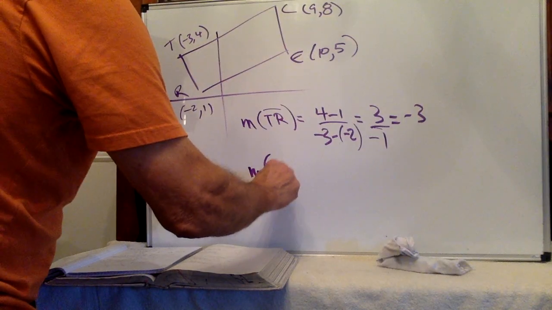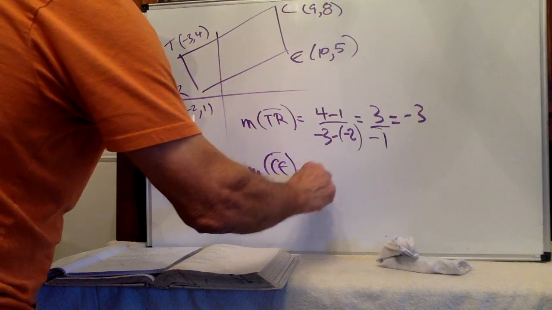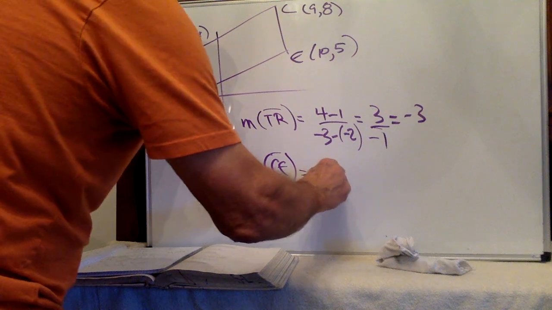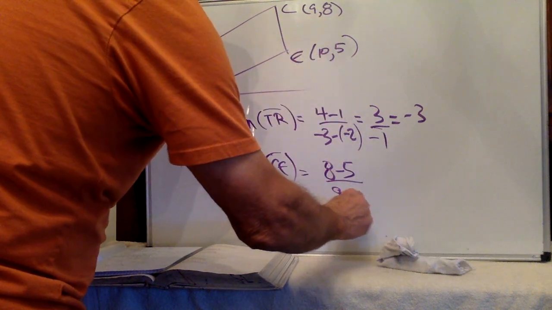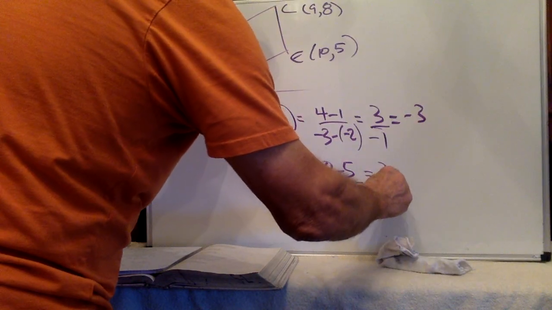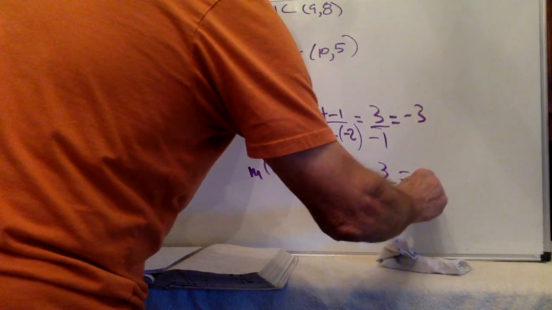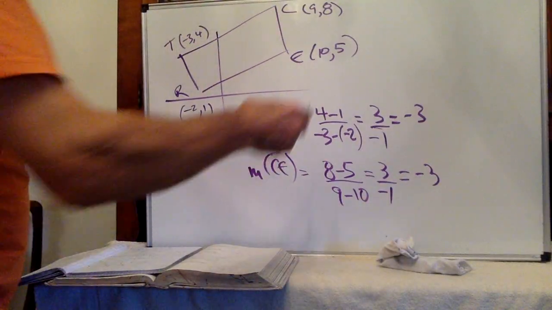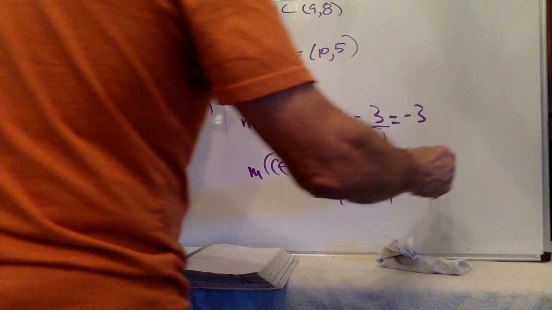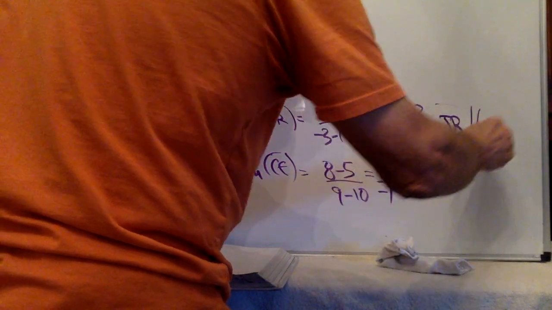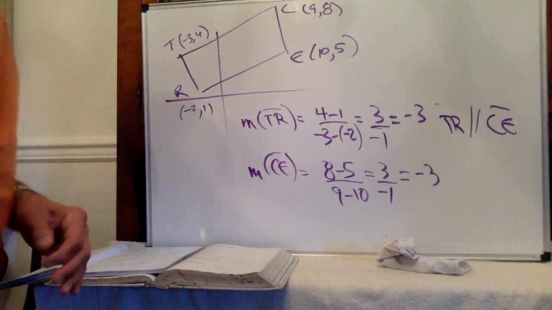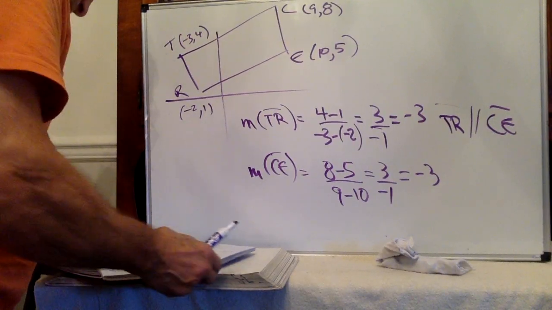CE, the slope of CE. 8 minus 5 over 9 minus 10. 8 minus 5 is 3. 9 minus 10 is negative 1. Negative 3. They have the same slope. Therefore, I can in fact say that TR is parallel to CE. They have the same slope. Parallel lines always have the same slope.